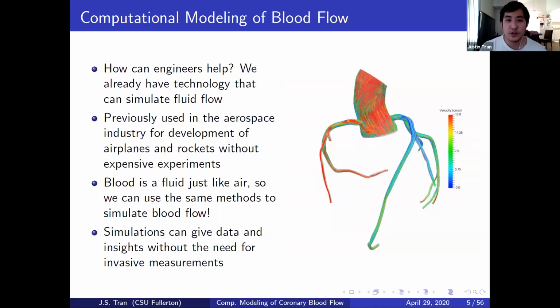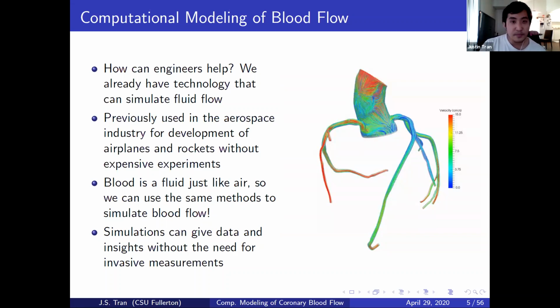Since we already have that technology, it makes sense that we apply that same technology to other fields as well, not only aerospace. Luckily for me, blood is a fluid just like air. So why don't we just use the exact same technology that we use for computational fluid dynamics to simulate blood flow? With that, we get around a lot of those challenges that I talked about earlier. With the simulation, you don't have to worry about sticking invasive probes into people, because you can just simulate everything, and from that simulation you can get all the data that you need, at the convenience of just sitting in front of your computer.